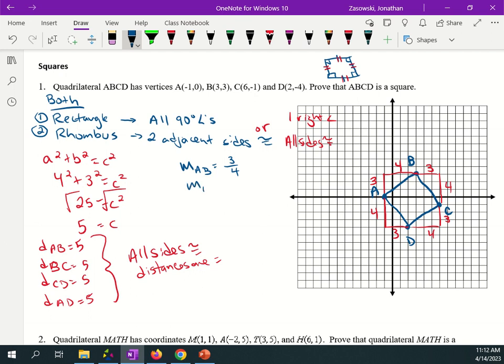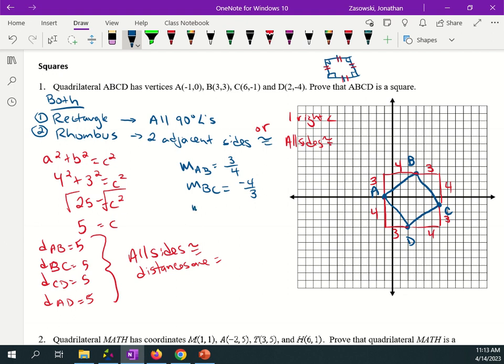And then we do the slope of the next line, so BC. What should it be before we even do anything else? Should be negative 4/3, right? And if you notice, we go right 3, down 4, so our rise is technically negative 4, and the run is positive 3, and it checks out. Now, we could stop right here. That's enough. We got all equal sides. We got a right angle because we have perpendicular lines.